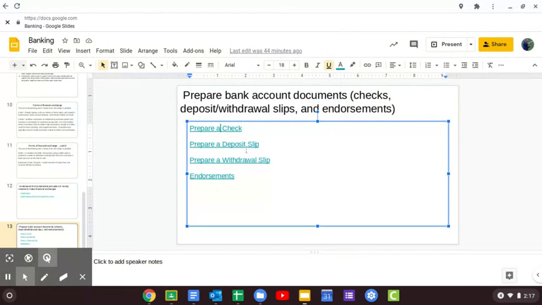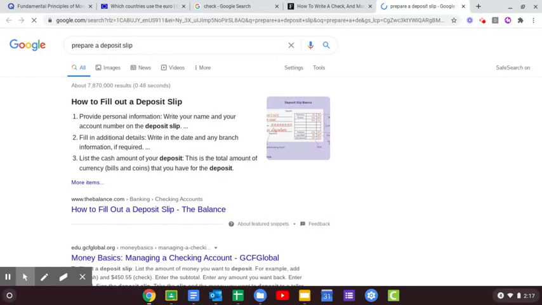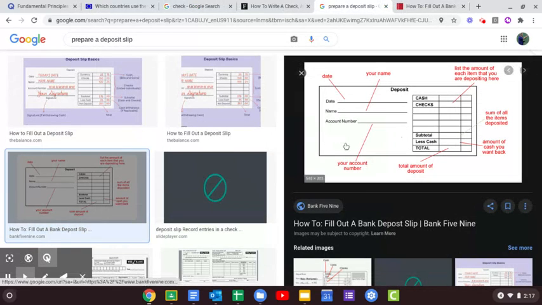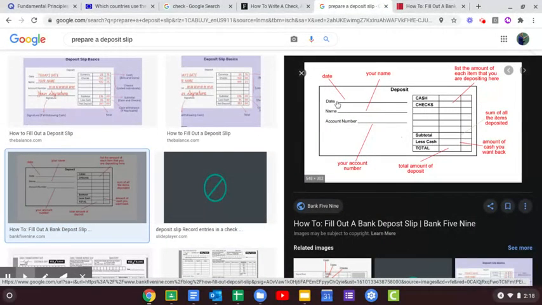So the next thing that we have, we're going to prepare a deposit slip. Let's go see what this one looks like. So filling out the deposit slip. See if we have some images that we like. Let's look at this picture here or Google search. So date, and the deposit slip might look a little different, but it's going to have the same pieces for the most part on them. You're going to have your date, your name. You're going to have to know your account number, where you're going to put the money.